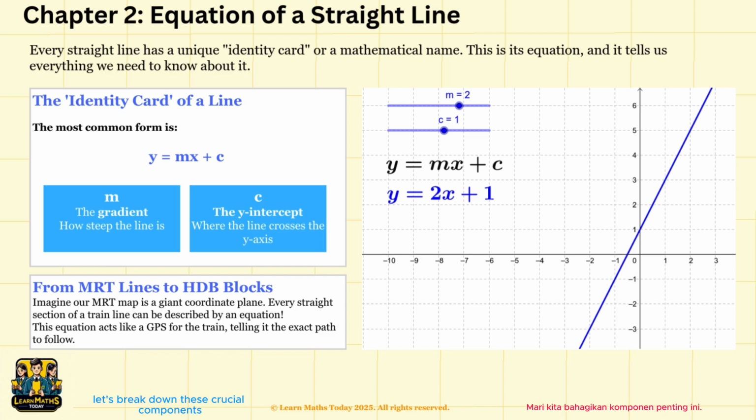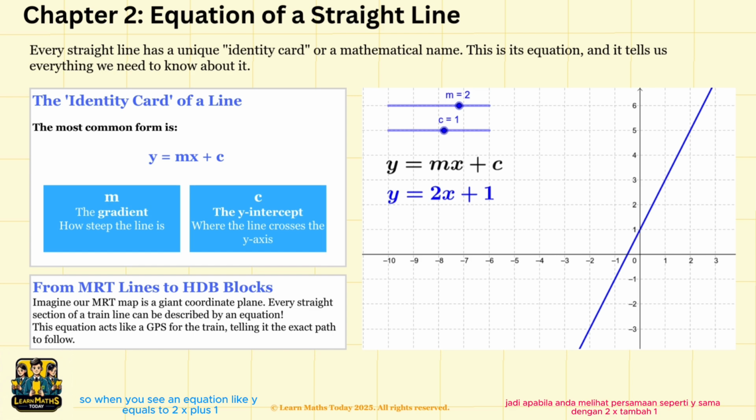Let's break down these crucial components. First, the m. We've just spent a lot of time on it, and you should know it well by now. M represents the gradient. It tells us exactly how steep the line is and whether it's sloping upwards or downwards. If m is large, the line is very steep. If m is small, it's gentle. Next, we have the c. This is a new term, and it represents the y-intercept. The y-intercept is a very special point. It's where the line crosses or intercepts the vertical y-axis. It's essentially the starting point of your line if you're thinking about it from the y-axis perspective.